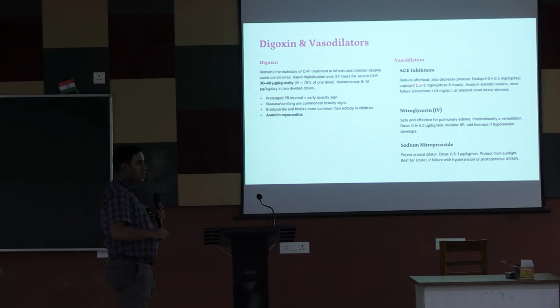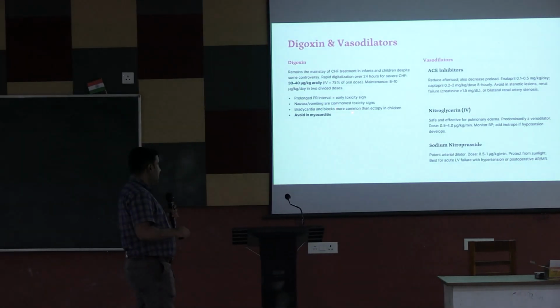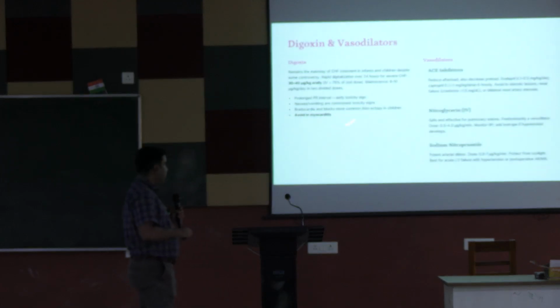We have to maintain a certain level in the blood, otherwise it will lead to toxicity. What are the signs of digoxin toxicity? Prolonged PR interval. There can be nausea, vomiting, and bradycardia, and blocks are more common. It is very important. Since bradycardia and arrhythmia are very common, we have to avoid it in myocarditis.